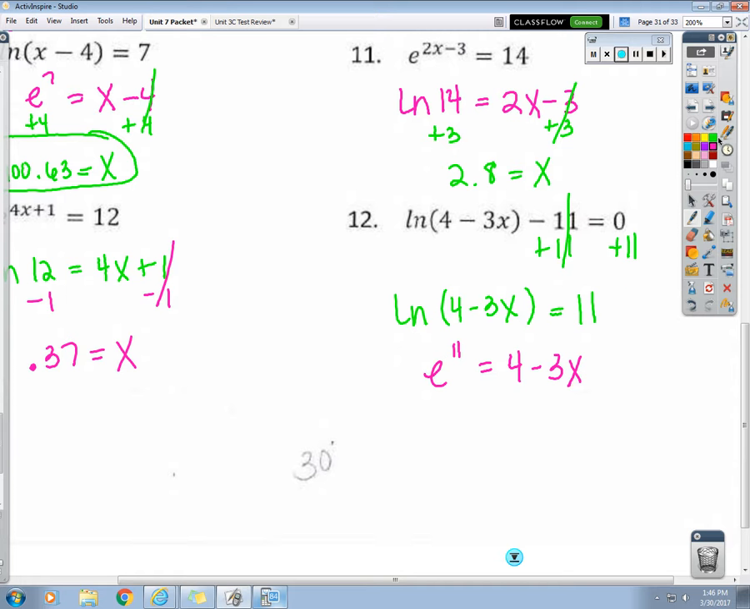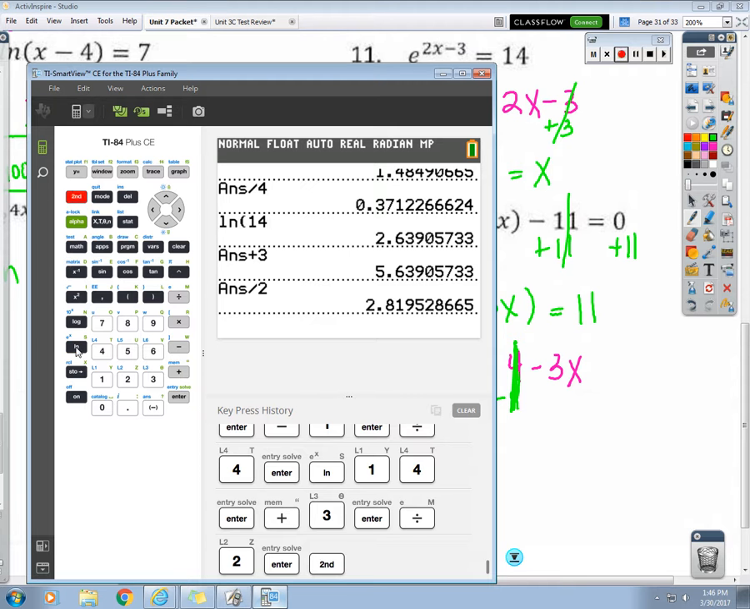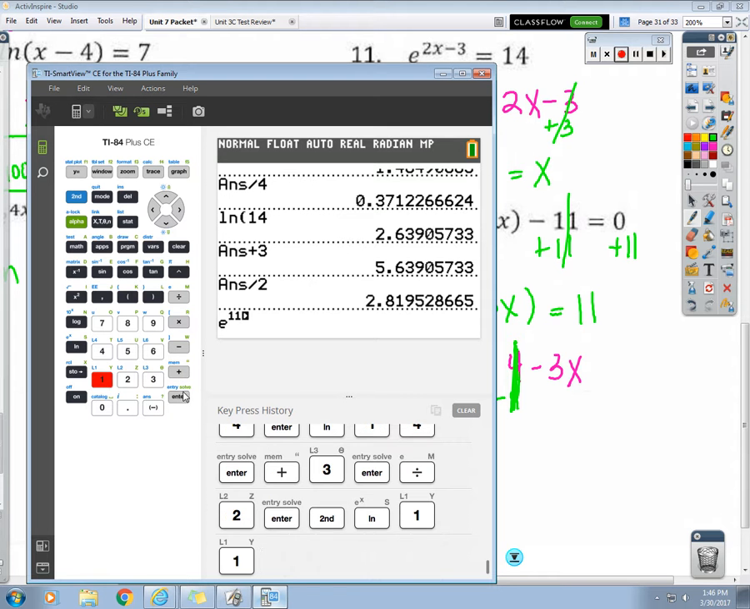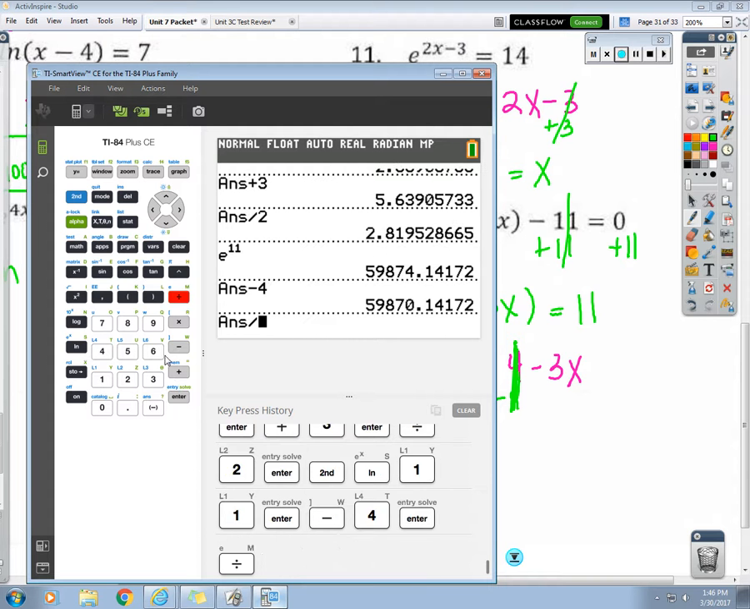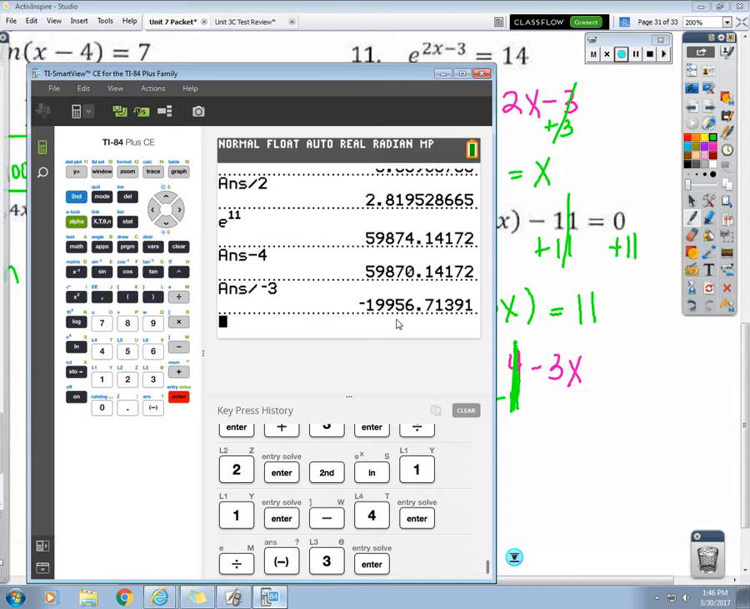Right, now this is a little tricky, but remember this is a positive 4. So first you'll subtract it over, and then once you've done that, what will you do? Divide by negative 3 though. So e to the 11th minus 4 divided by negative 3. e to the 11th equals that number. Then you're going to subtract 4 from it, and you get that number. And then you're going to divide it by negative 3, and your final answer is negative 19,956.7.